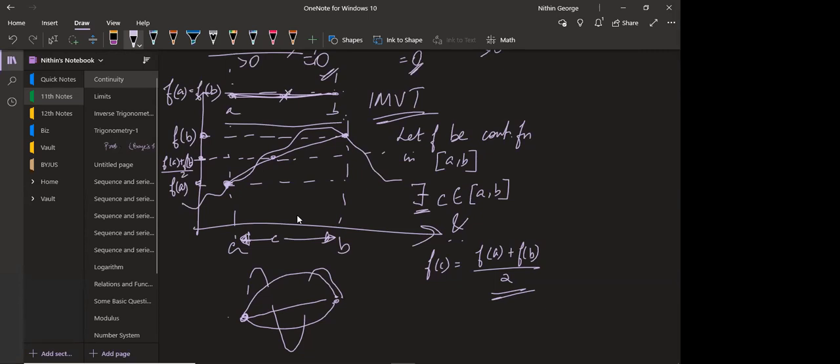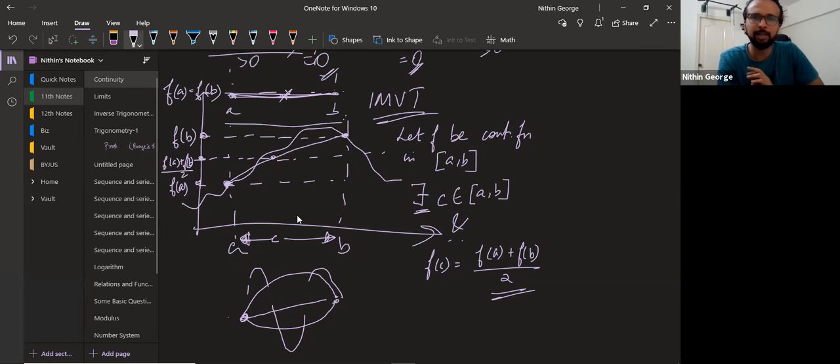That's all they were saying. There will be some C in between A and B such that the middle value is crossed. That is the point C. It might cross twice, it might cross thrice, but there will be at least one point C in between A and B. That's the idea. Okay, guys, got this? I hope this was clear.